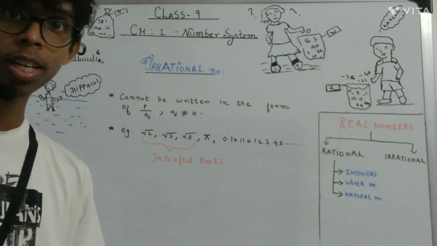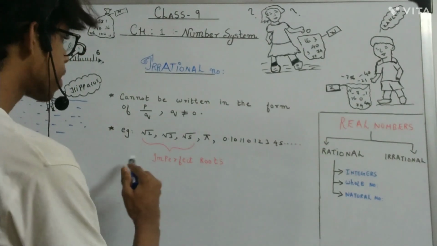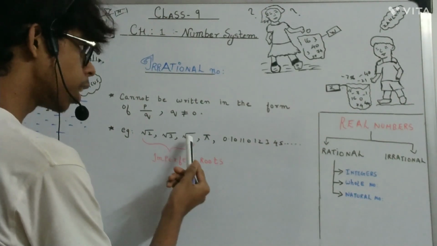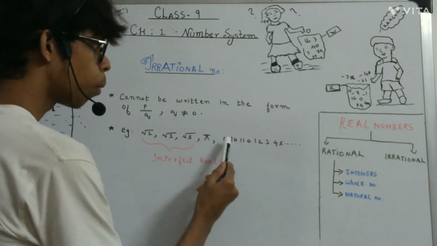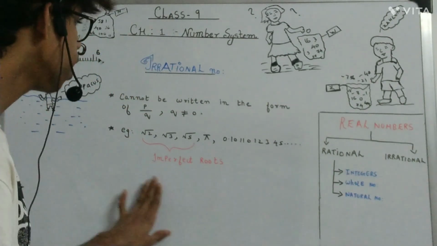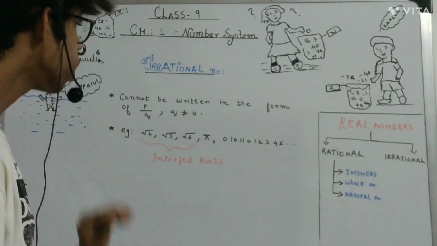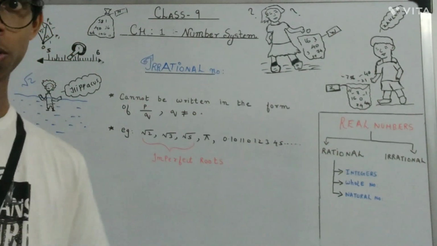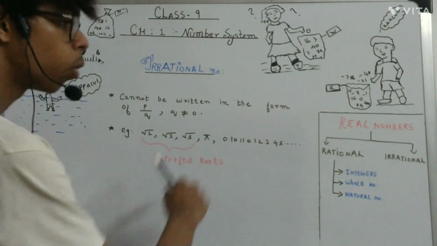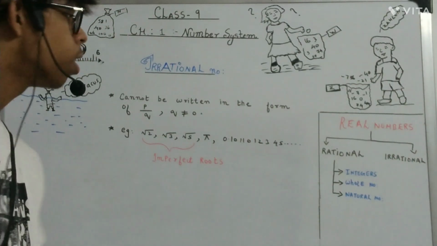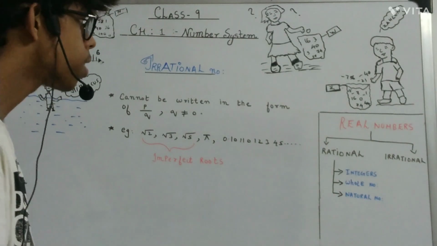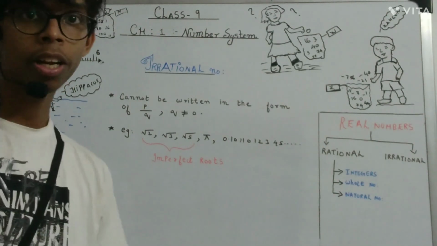Now, what are the examples of them? The examples of irrational numbers include root 2, root 3, root 5, pi, 0.1011, etc. Basically, if you see over here, all the imperfect roots can be considered as irrational numbers. Pi, whose value is 3.14, is also an irrational number. Similarly, this is also an irrational number.